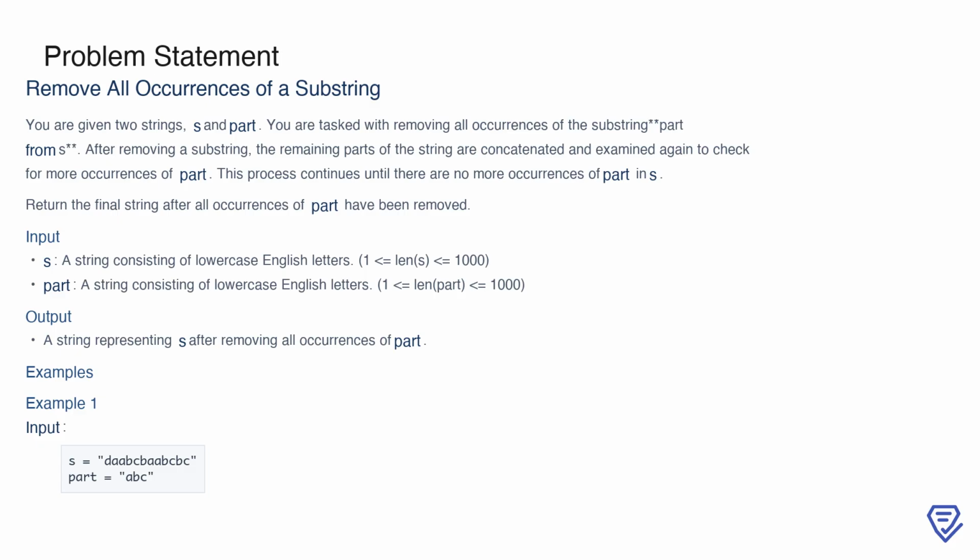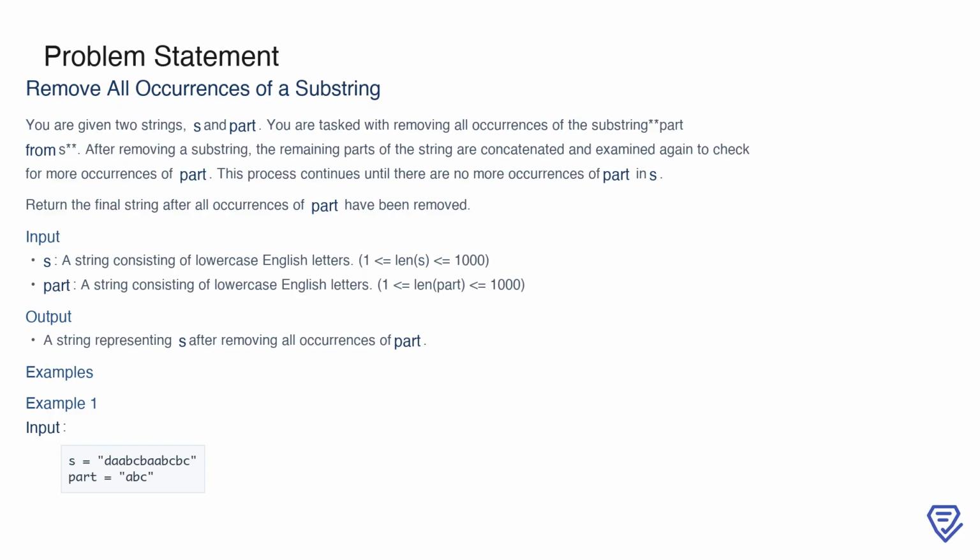In this problem, we are tasked with removing all occurrences of a specific substring, called part, from a given string S. The removal process is iterative, meaning that after you remove one occurrence of part from S, the remaining parts of the string are concatenated together. Then, the new string is checked again to see if it contains any more occurrences of part. This process repeats until there are no more instances of part left in the string. Finally, the function should return the resulting string after all these steps.